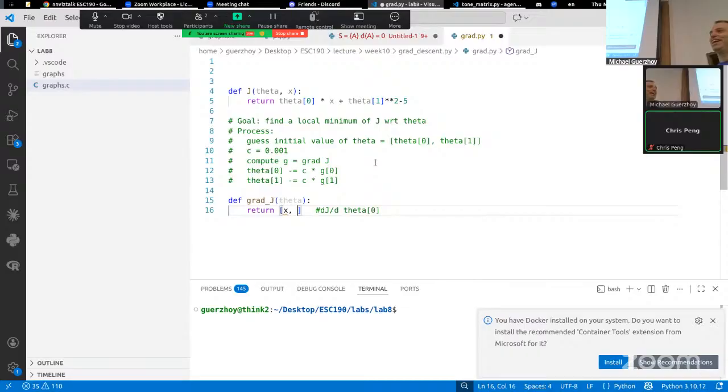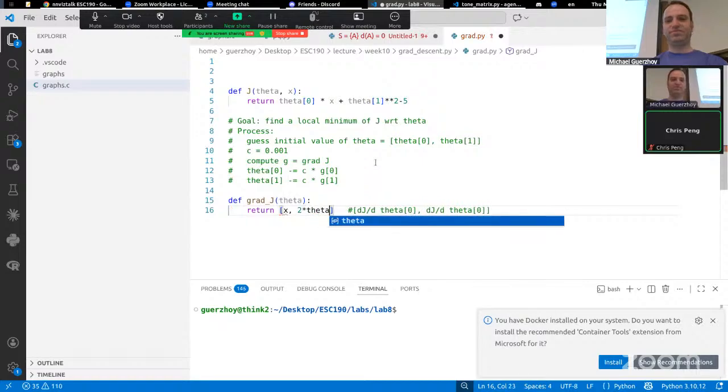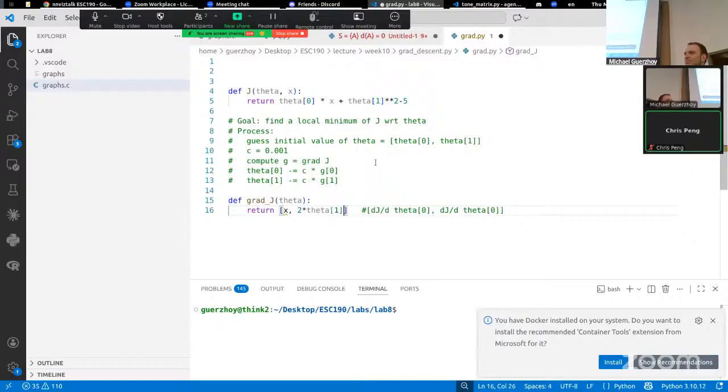Was that hard? Does that make sense? Okay. Well, try again. What is dJ by d theta 1? That's right. So 2 times theta 1. Is that now good? I did not plug in X, so that's why. So that's all it is.